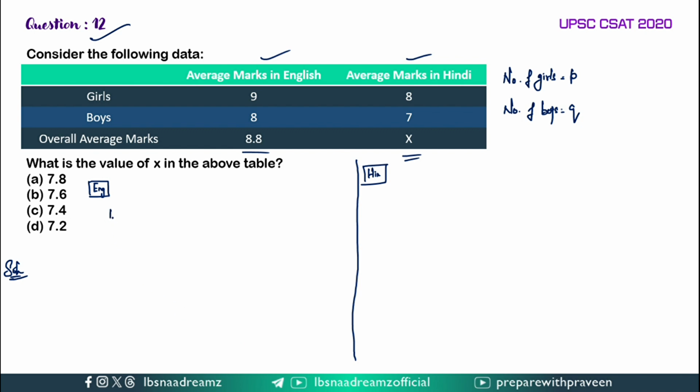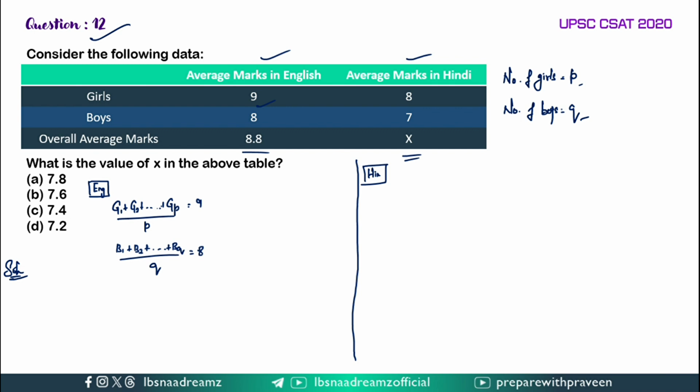So B1, so we do not know the, so G1 plus G2 and so on plus GP divided by P is equal to 9. Similarly for boys, B1 plus B2 and so on to BQ divided by Q is equal to 8.